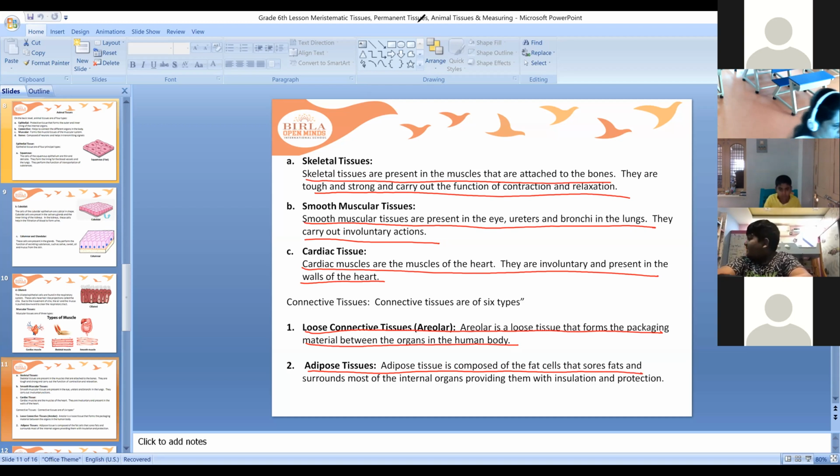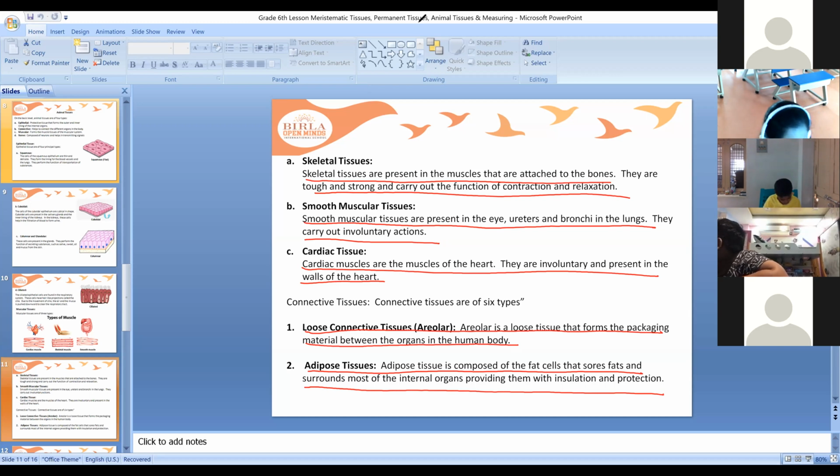Adipose tissue is composed of the fat cells that store fats and surround most of the internal organs, providing them with insulation and protection. You all have underlined?